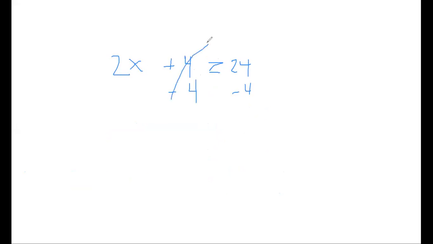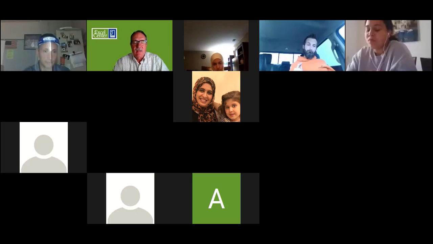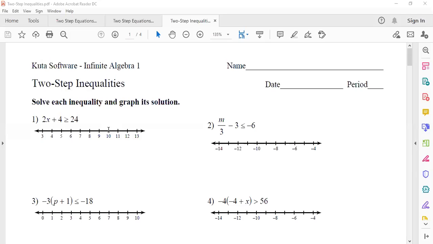Again, I'm using the move and divide, move or cancel. 2x greater than or equal to 20. Divide by 2. Divide by 2. X greater than or equal to 10. Cool. So I got x is greater than or equal to 10. And so when I go back to the other sheet to graph it, there's positive 10 on the graph. I would put a closed circle right there.